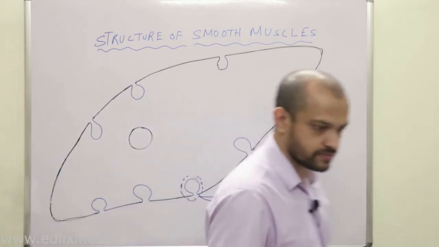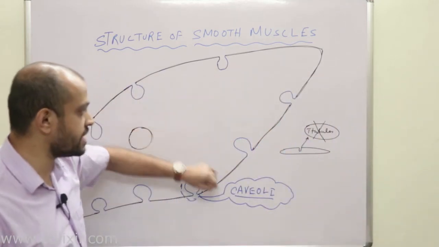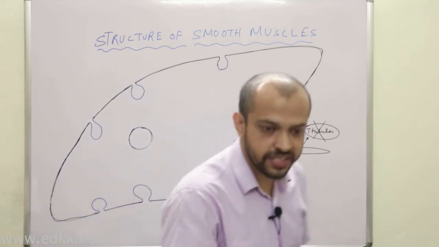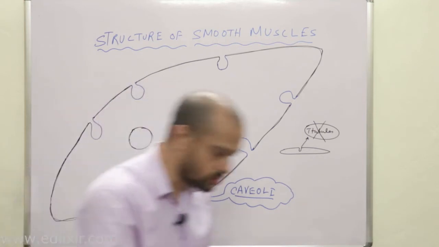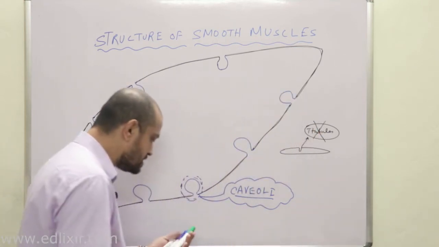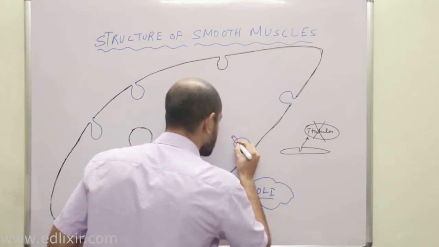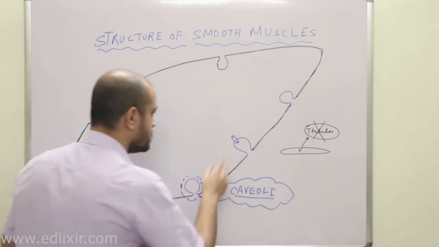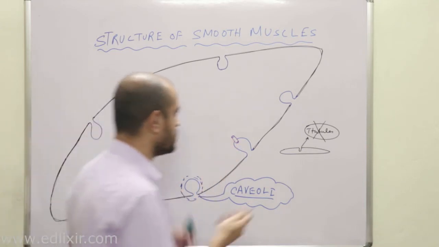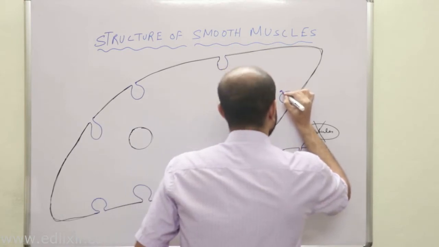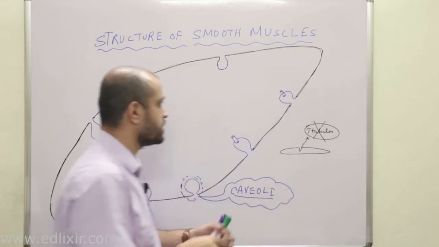Now a very important point we need to understand is that these caveoli are not only some invaginations. If you think that these caveoli are just invaginations, then you are wrong. Why? Because these caveoli have specialized voltage gated calcium channels inside them.